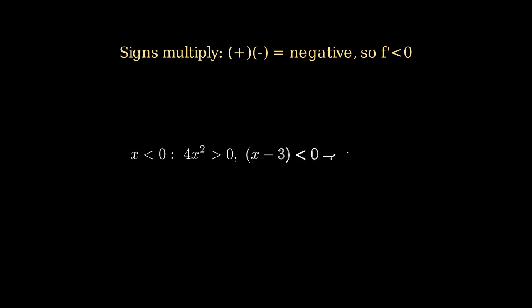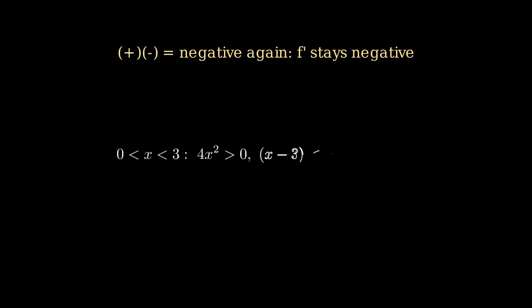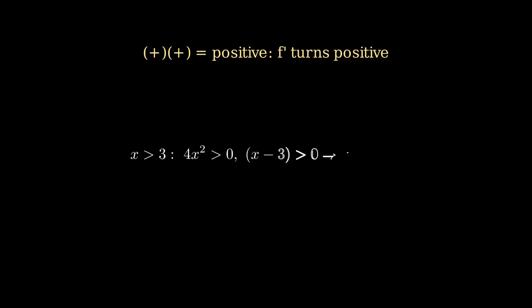Now check the sign of f prime on each interval. For x less than 0, 4x squared is positive, but x minus 3 is negative, so f prime of x is negative there. For x between 0 and 3, 4x squared is still positive, and x minus 3 is still negative, so f prime of x remains negative across this whole middle interval too. For x greater than 3, both factors are positive, so f prime of x becomes positive.